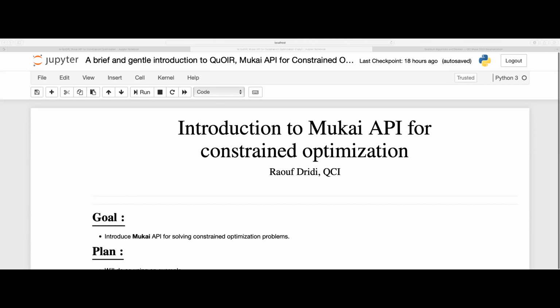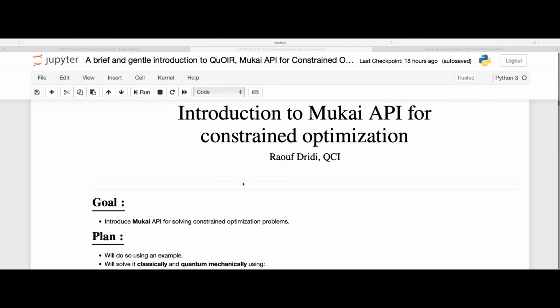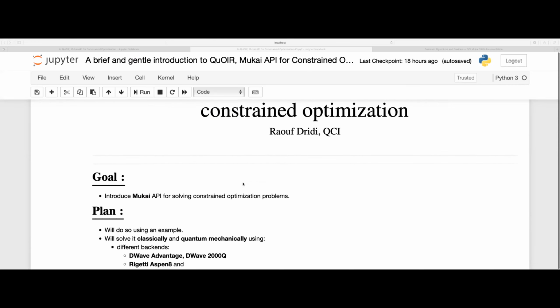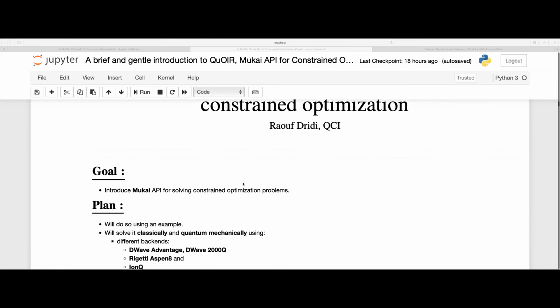Hey, thank you, Steve. Hello, everyone. My name is Raouf Dridi, and I would like to introduce you today to our API for solving constraint optimization problems. And my plan to do so is using a simple example.